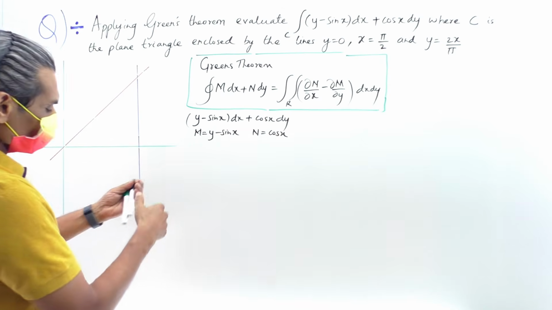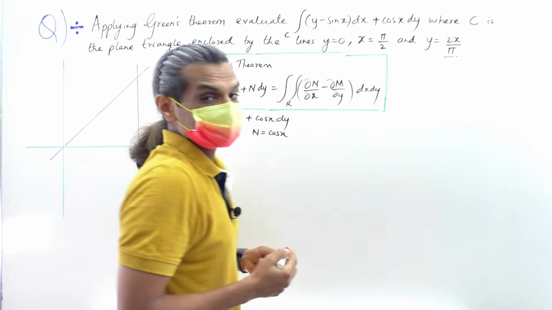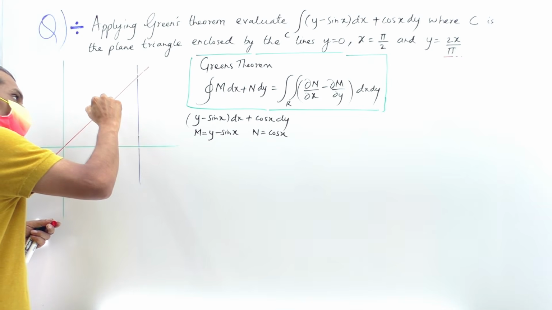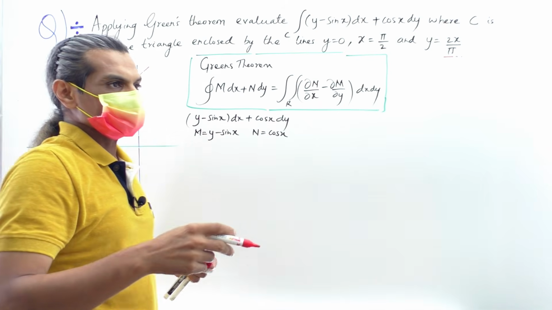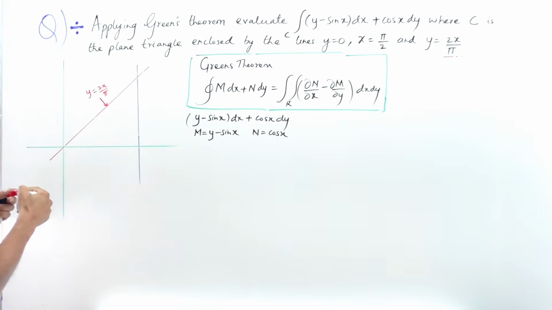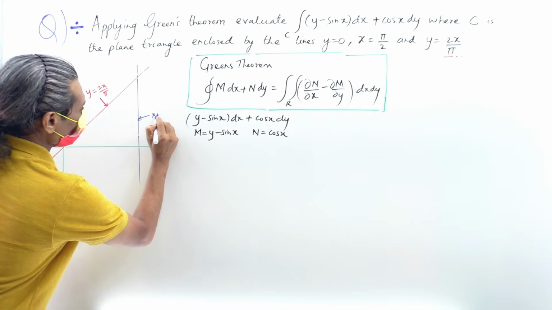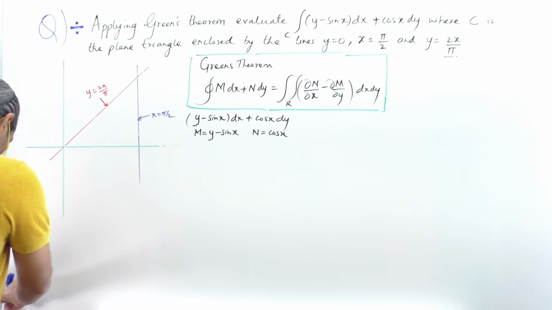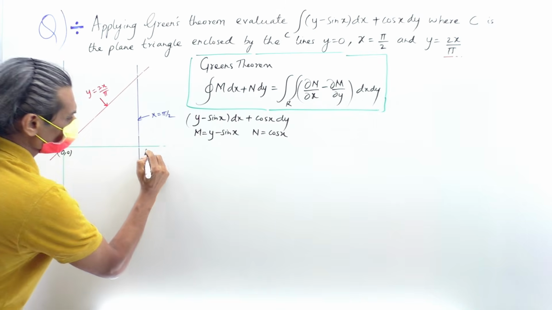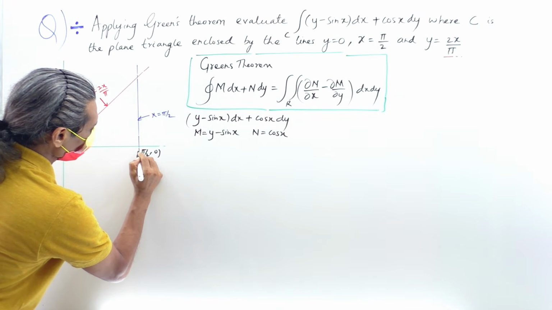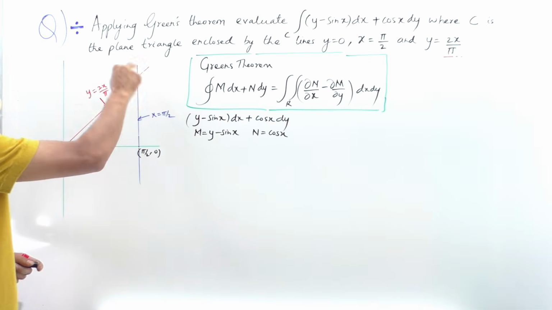Now in the question, one line is y equals 2x by pi. This is the equation of a line passing through the origin. Then this is the line x equals pi by 2. So I'll write all the points here. This is the origin (0, 0), then pi by 2, 0 on the x-axis, and we need to find the point of intersection.